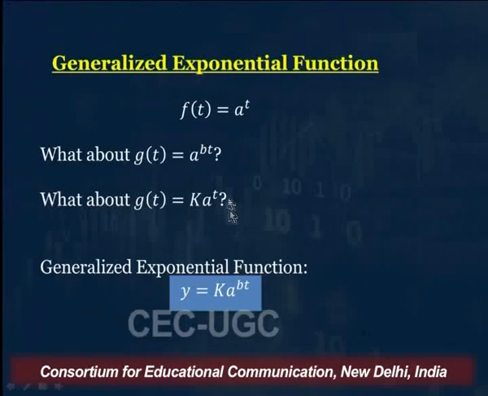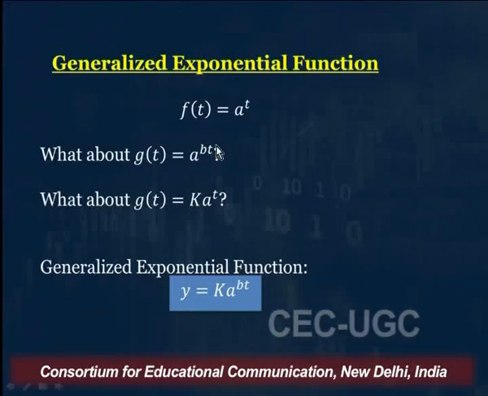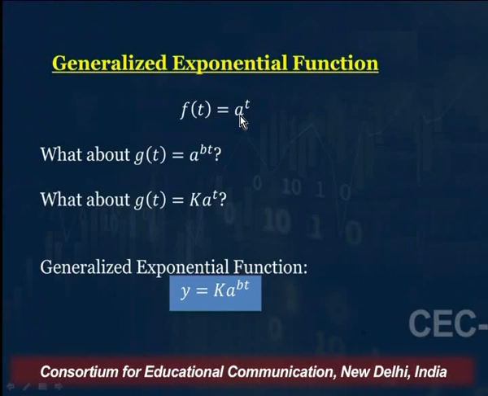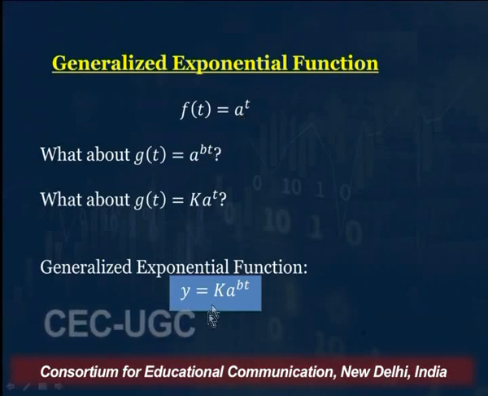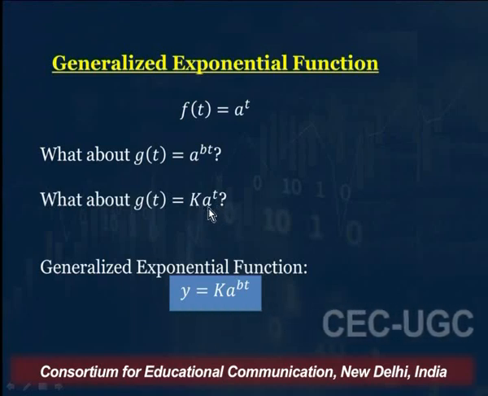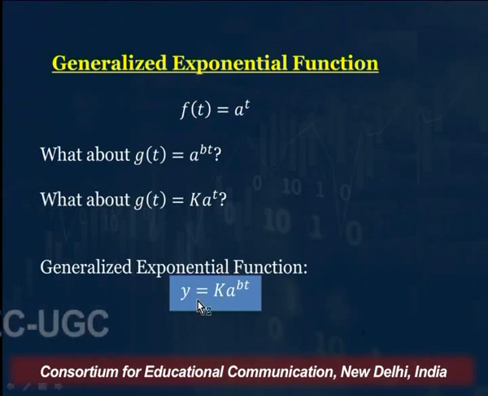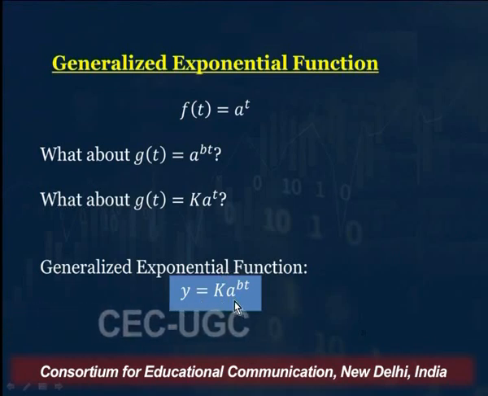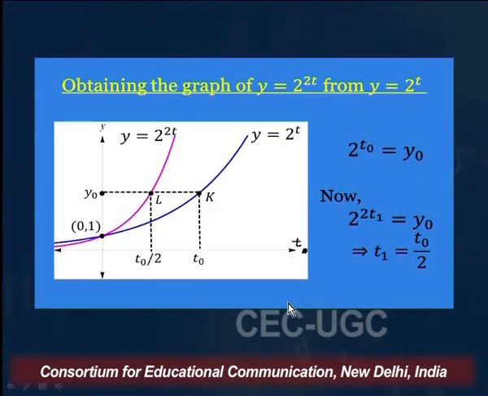Now, we can also talk of what is known as a generalized exponential function. So, let us just generalize things, which is to say that suppose I multiply the exponent. Let us start with the function a to the power t. If I multiply the exponent by a constant b, or if I attach a coefficient capital K to a to the power t, then what will happen to the function? So, my generalized exponential function is given by y equal to k times a to the power bt, right?